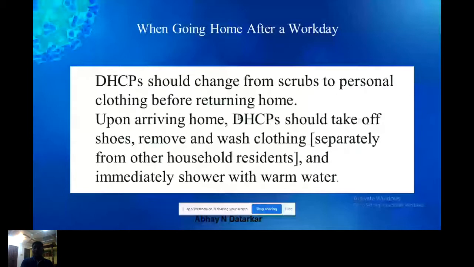Another recommendation is that whatever clothes you wore should be sent for washing, and preferably they should not be added to our routine family clothes. Okay, they should be washed separately.